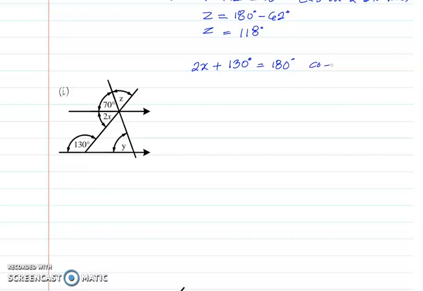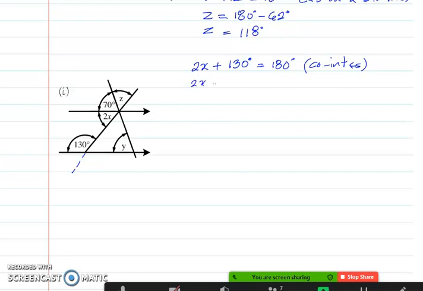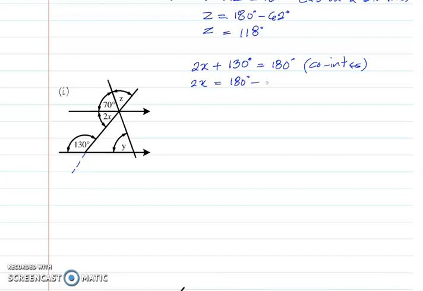They are co-interior angles. The 2x, so they are what? They are between the parallel lines and they are to the left of the transversal. So they are co-interior angles. So 2x would be equal to 180 minus 130. So 2x would be equal to 50 degrees. If I divide both sides by 2, I'm going to get x is equal to 25 degrees.